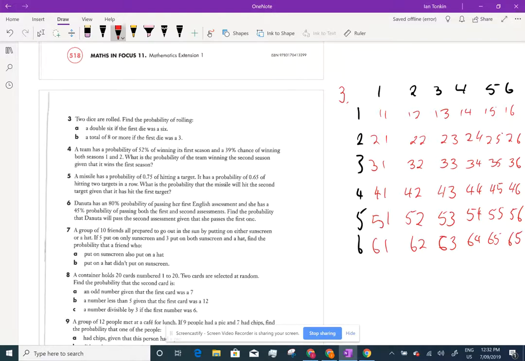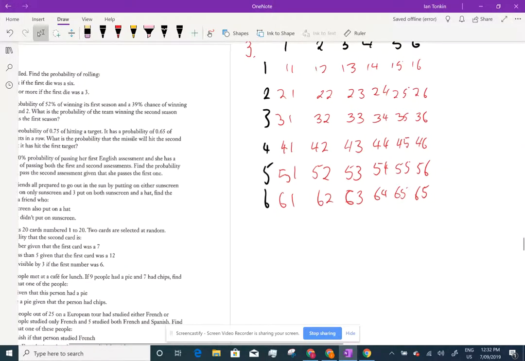But if you can do it otherwise, you don't need to draw it out. In fact, I don't need to draw this out to be able to do it. Find the probability of rolling a double 6, given the first dice was a 6.